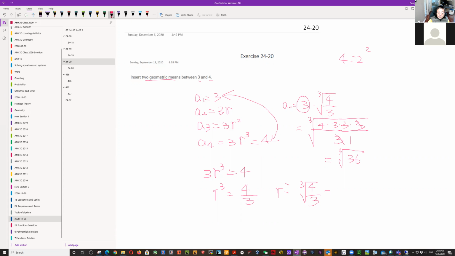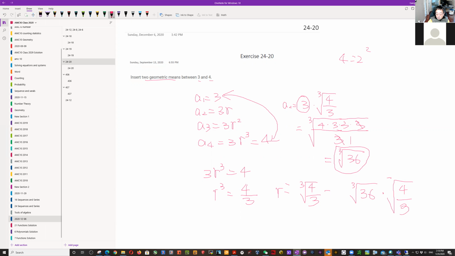Then for the third number, we can multiply upon this to get it, because we already have an intermediate result. So this is the cube root of 36 multiplied by the cube root of 4/3.